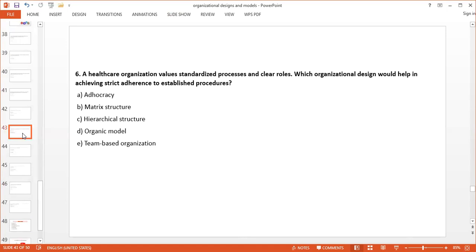Sixth one: a healthcare organization values standardized process and clear roles. Which organizational design would help in achieving strict adherence to established procedures? A, adhocracy; B, matrix structure; C, hierarchical structure; D, organic model; E, team-based organization. The answer is C.